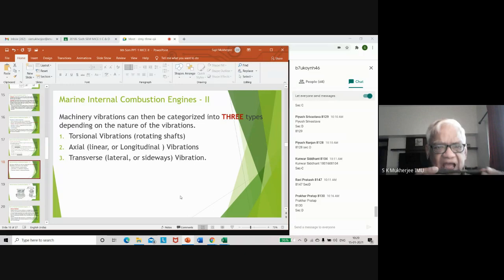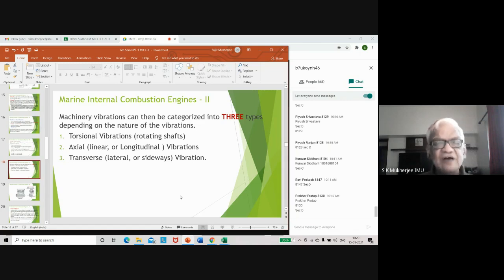Axial vibration. Axial vibration is, of course, a longitudinal vibration. So you will see, I just now explained to you why there will be an axial vibration on the tail end shaft and the intermediate shaft arising out of pulses or pressure pulses from the propeller. So that gives you your axial vibration on the tail end shaft and the intermediate shaft. Now for the crankshaft also, there is some amount of axial vibration. We come to that just now.